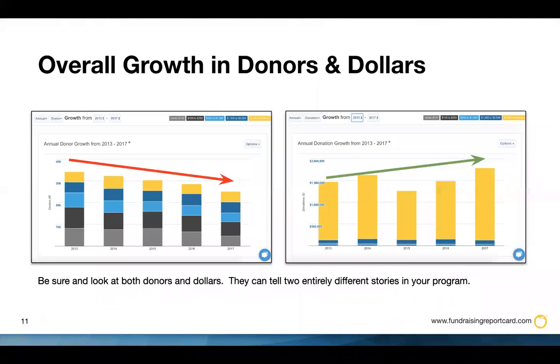That should be very easy for you to calculate. We do this automatically at Fundraising Report Card on data that clients upload into their dashboards. And you can very easily see here why those 2 views are important.